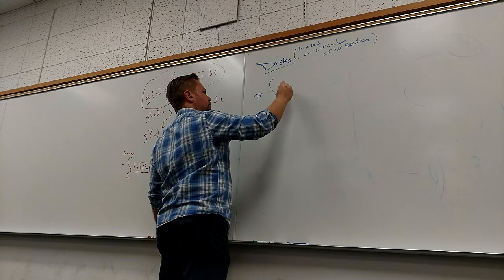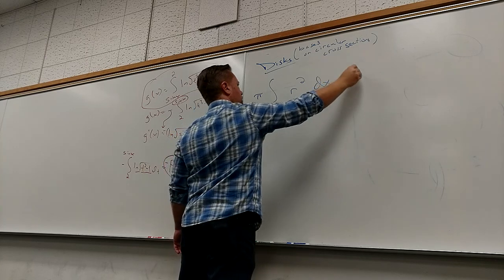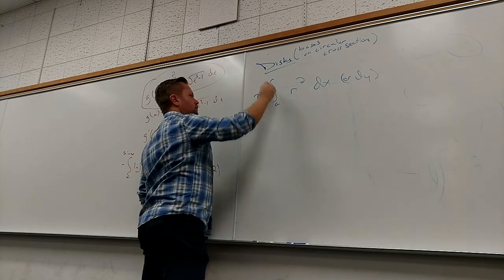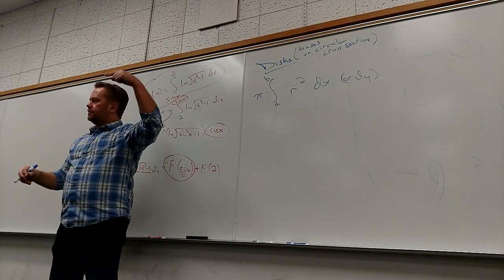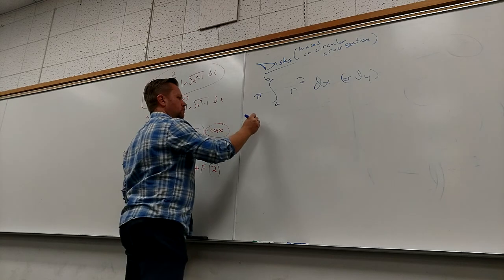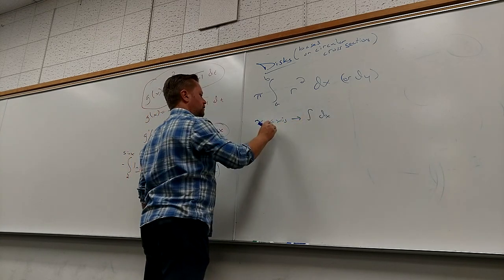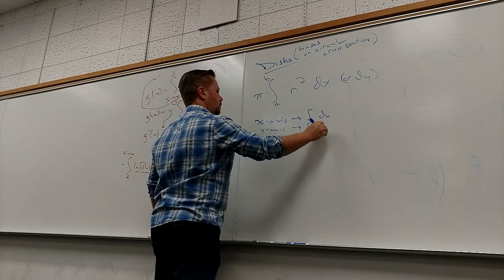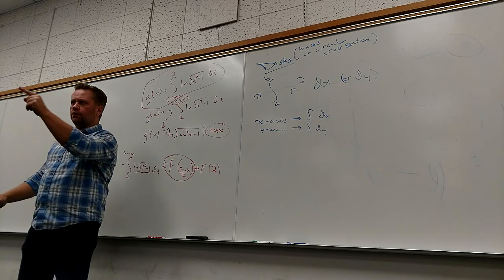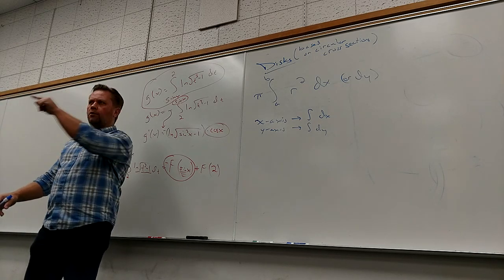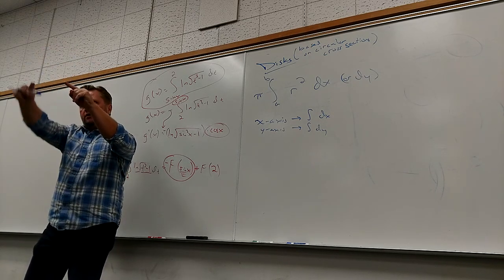Inside goes r squared, dx or dy, whatever it is. If I'm rotating around the x-axis, it has to be, of course y-axis, and it will be y. Because that's how it's built. How do I locate my circles? I locate them on the axis I'm rotating around. Because as I rotate around it, I create a circle at that point.